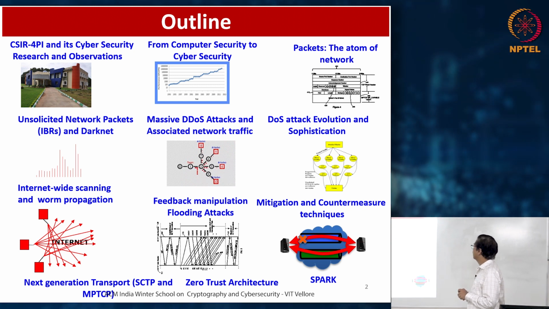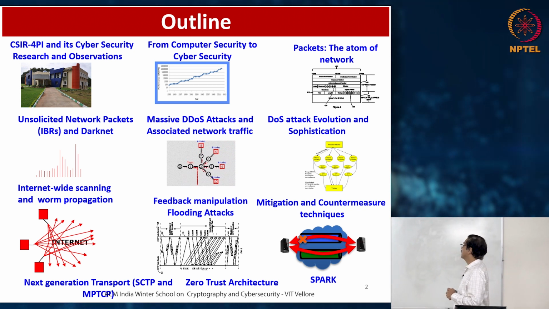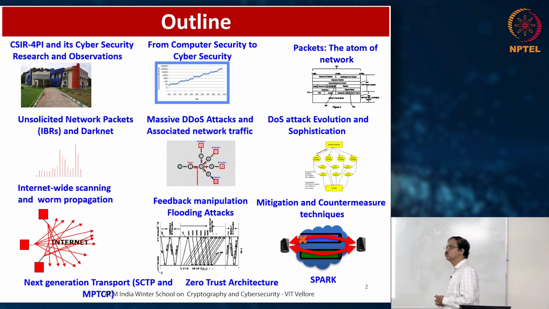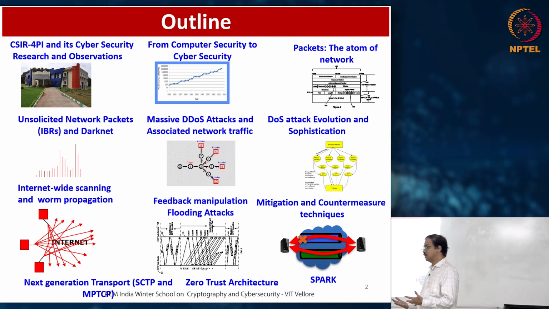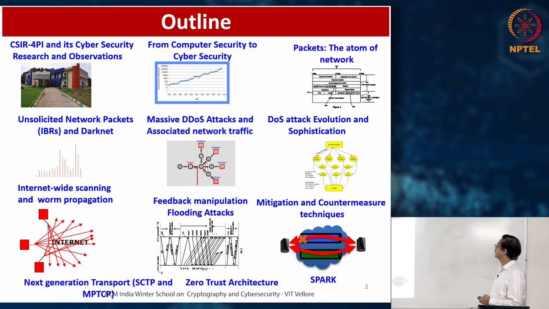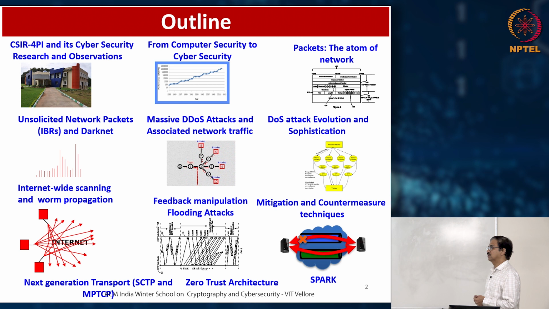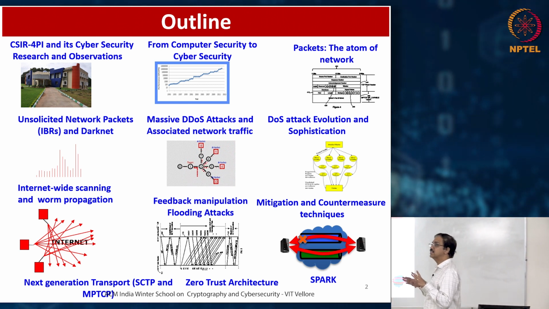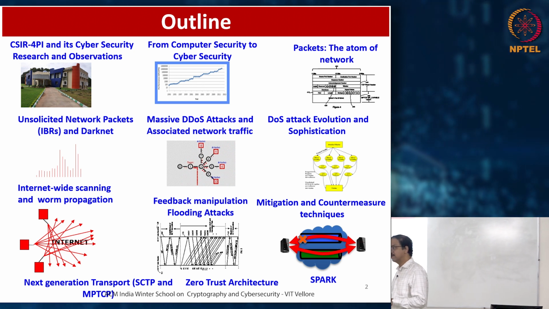Then we will look into the special type of traffic called unsolicited network packets, and also a framework called the darknet, which can be used to capture, analyze, and make inference out of this traffic. What is special with this traffic is that these are typically packets that are spread across the cyberspace because of certain security events and incidents, right?